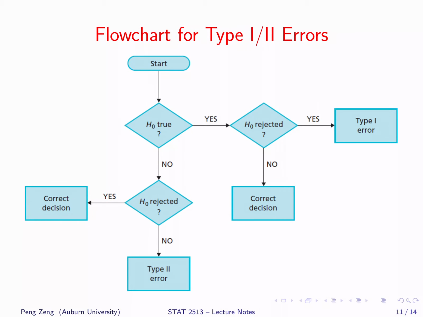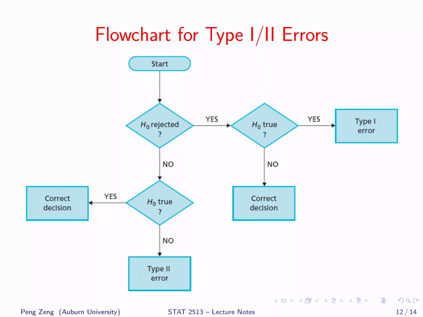This flow chart helps us decide whether it is a type 1 error or type 2 error. First, we need to check whether H0 is true or not. If it is true, we need to continue to check whether H0 is rejected or not. If H0 is rejected, we make a type 1 error. If H0 is not true and H0 is not rejected, we make a type 2 error.